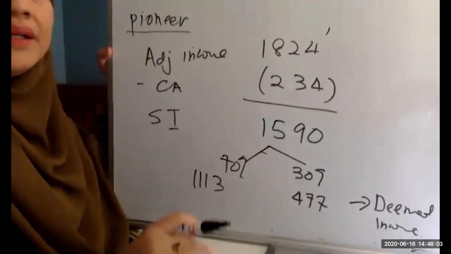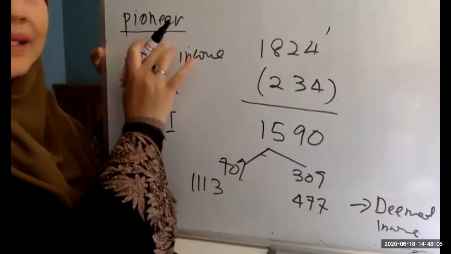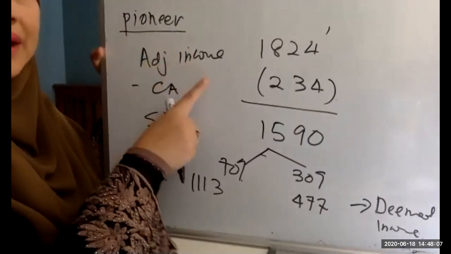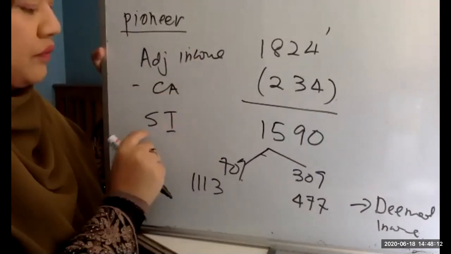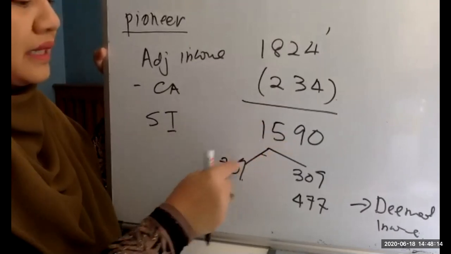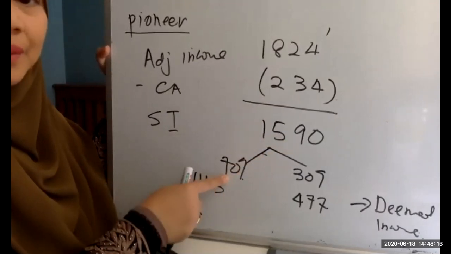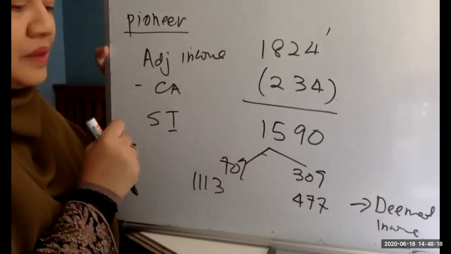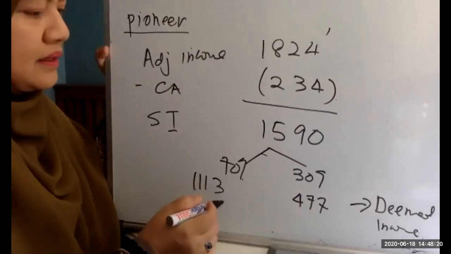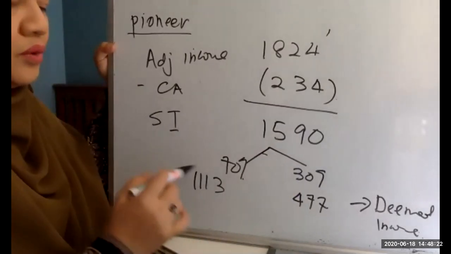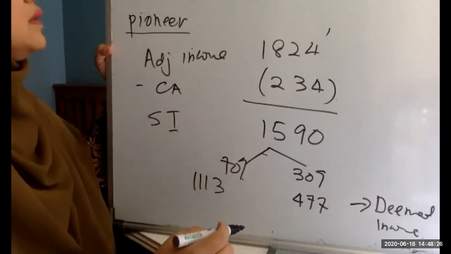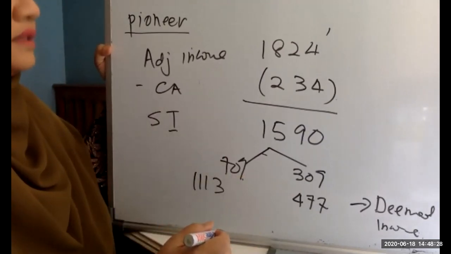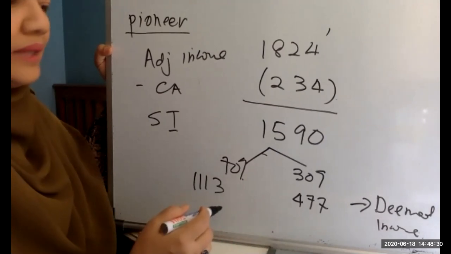Okay, coming back, you have a pioneer business. You have adjusted income of 1,824 minus capital allowance of 234. Then you have your SI. From the SI, you determine how much is the 70% and how much is the 30%. So that 1,113, and now you have this figure. Take note of that because I'm going to rub this out. You remember this, right?